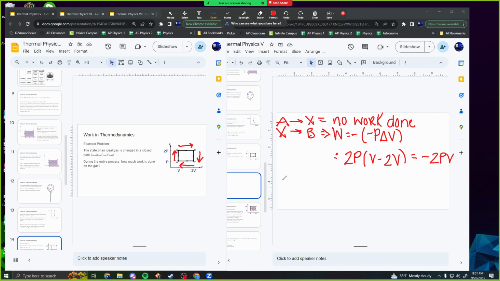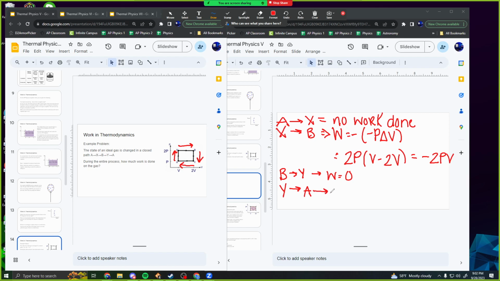B to Y is another easy one. B to Y is also isovolumetric, so from B to Y there is no work done. And then from Y to A, this is a contraction because volume is getting smaller, which means that there is positive work that is done by the piston.